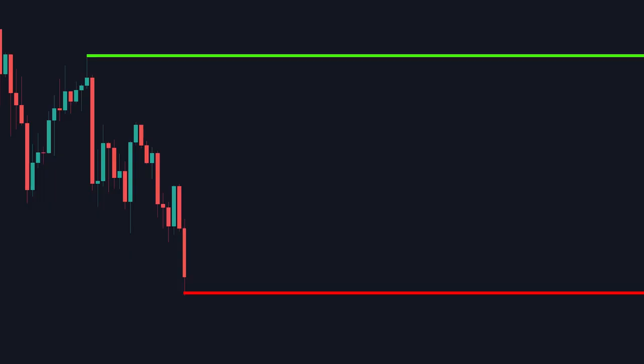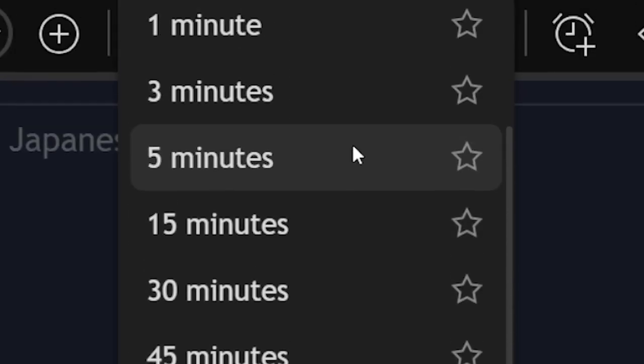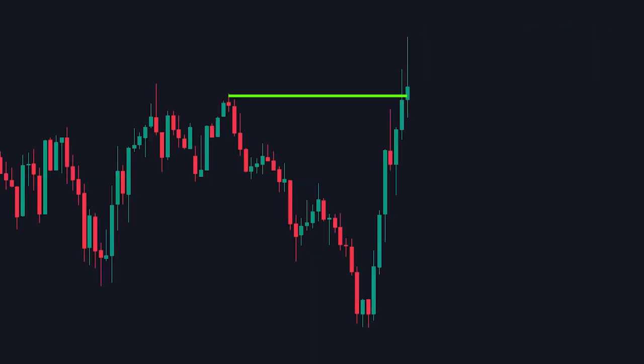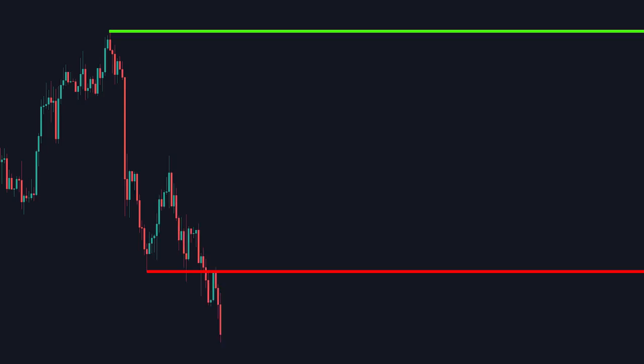Once price has broken the previous day's high or low, you're gonna go from the 1 hour time frame to the 5-minute time frame. If price broke the previous day's low, you would be looking for longs. If price breaks the previous day's high, you would be looking for shorts. In this case, price broke the previous day's low, so we'll be looking for a long trade.